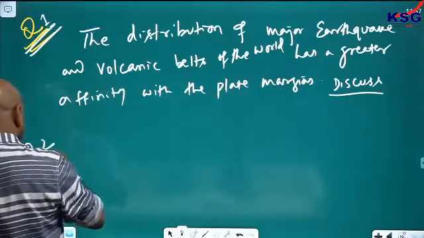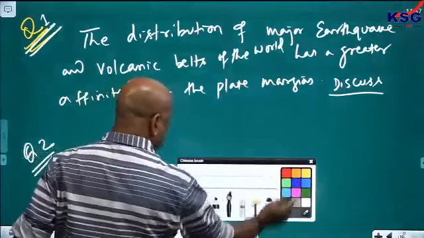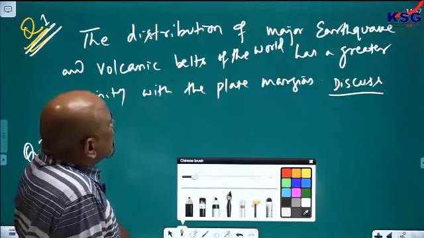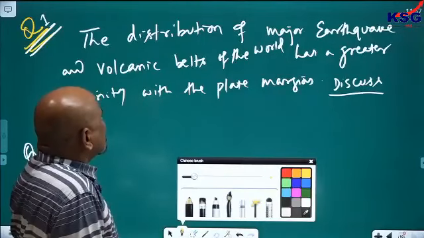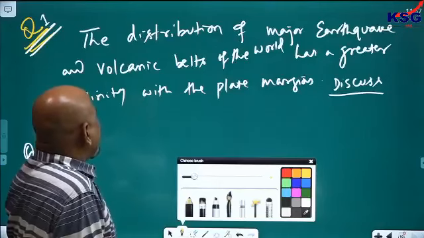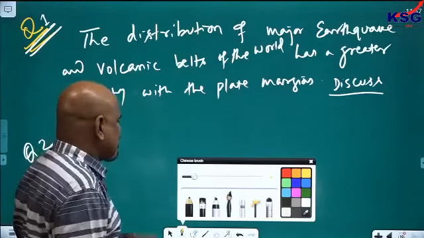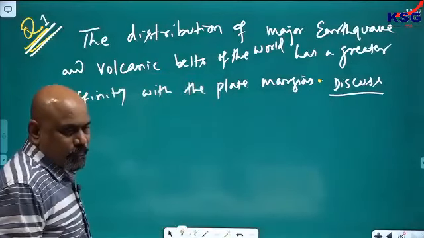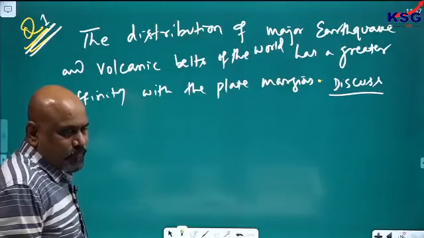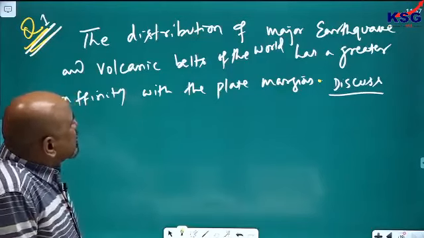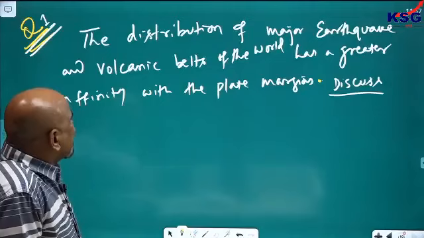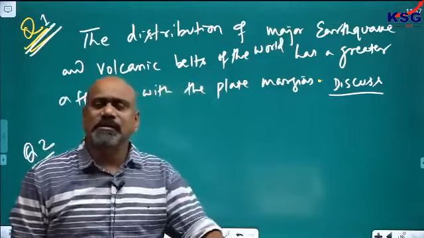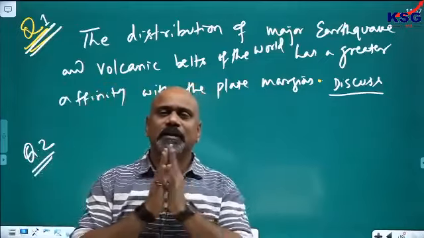Second question. The distribution of major earthquake and volcanic belts of the world has a greater affinity with the plate margins. Discuss. This is the case where it is directly saying major volcanic and earthquake belts of the world.